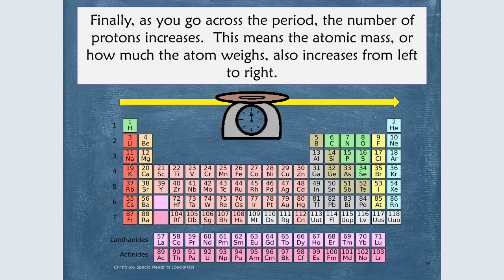Right, finally, as you go across the period, the number of protons increases. Right, so I'm going to use row 2 again, or period 2. I'm just going to call it P2. All right, so the number of protons, so lithium here has 3, then beryllium has 4. We jump over here, this has 5, this has 6, 7, 8, 9, 10. And that makes them heavier. So it goes heavier and heavier and heavier as we do this.